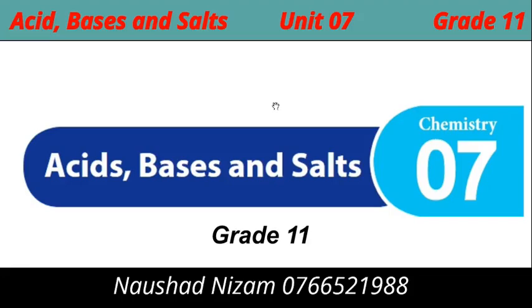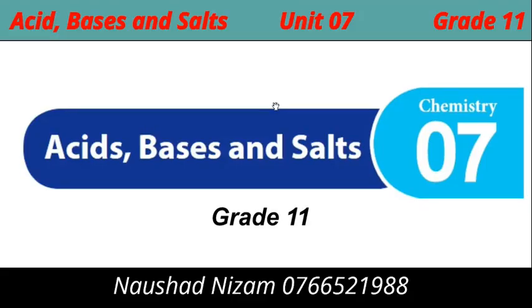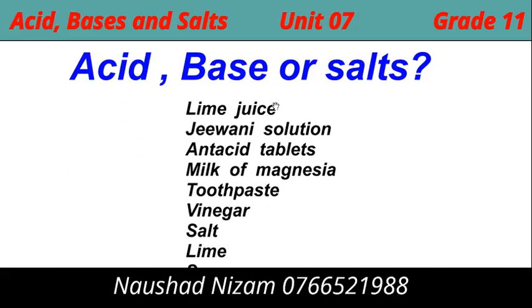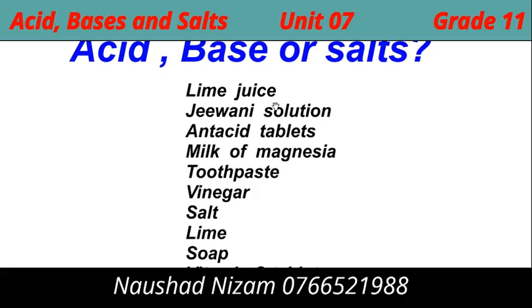Today's lesson is a summary on acids, bases, and salts. This is Unit 7 in Grade 11. So, the examples for acids, bases, and salts: lime juice, you know that. Giovanni is actually a salt. Antacid tablets.